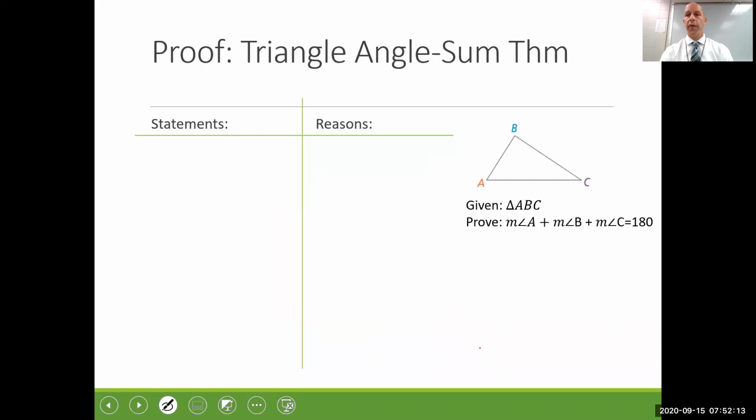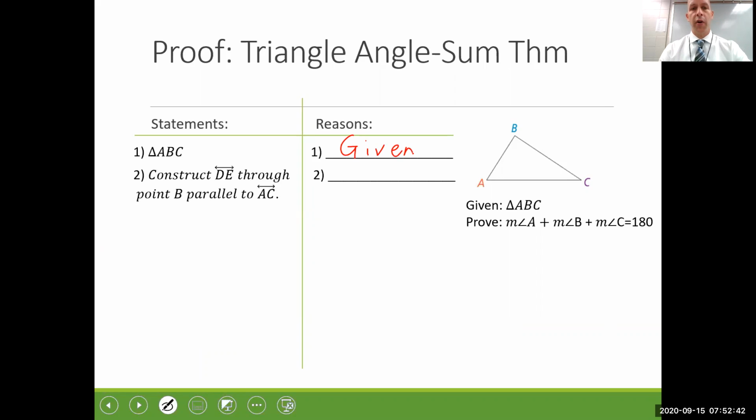I'm going to do a proof of this theorem. And so here's the information that we're given. I just basically took triangle ABC again, and we want to prove that the measure of angle A plus the measure of angle B plus the measure of angle C is equal to 180. So typically I like to start off with the given information here. The only thing that's given is triangle ABC, so that's given.